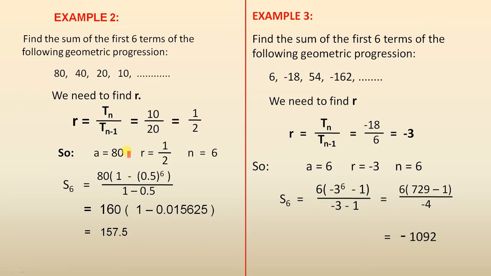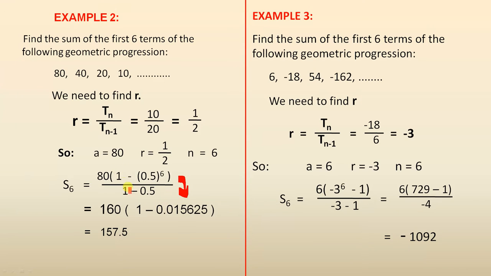The first term is 80. The common ratio is a half, and we need to sum the first 6 terms of the geometric progression. So we substitute all those values here into the formula. Notice I've used r as 0.5 just for ease of calculation. So that simplifies from there to there.